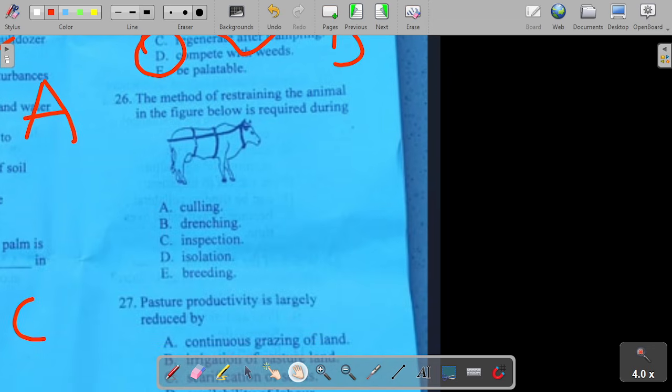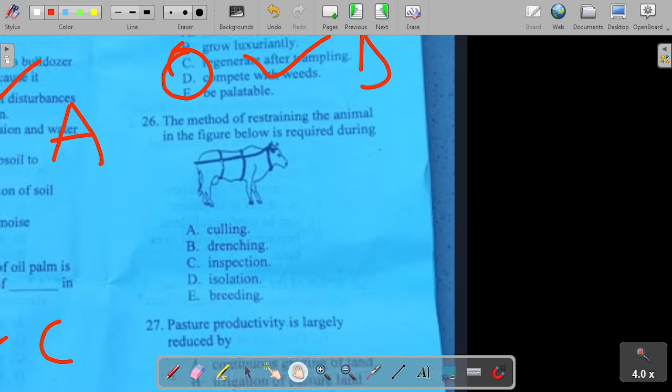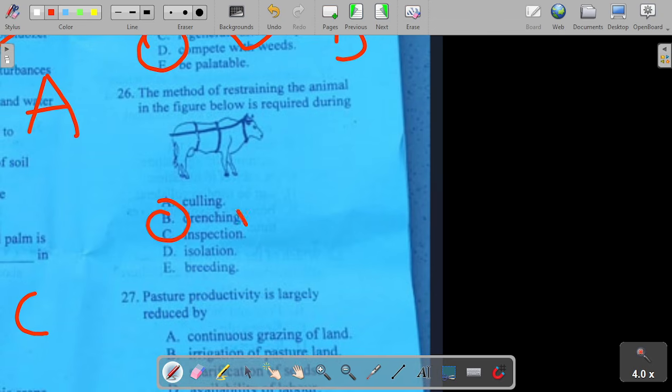26. See the method of restraining the animal in the figure is tied. You can see it's tied by the waist, by the midsection, the head, and back to the tail. It is drenching. B. 26 is B.